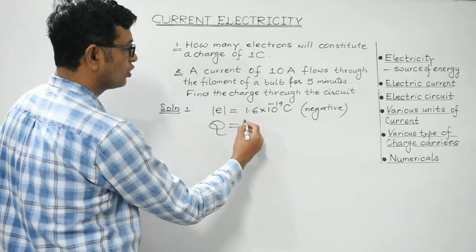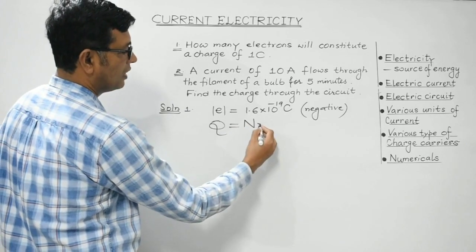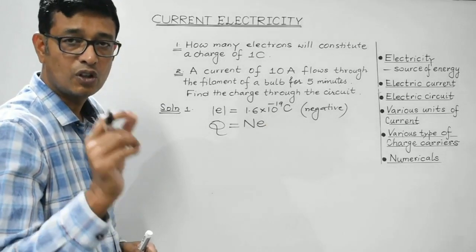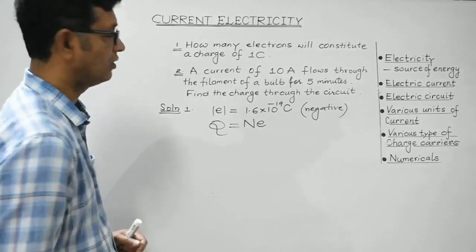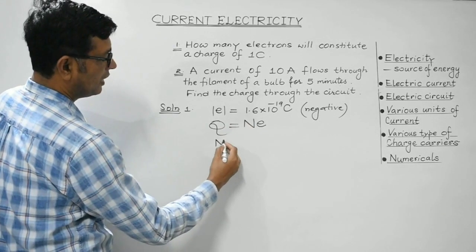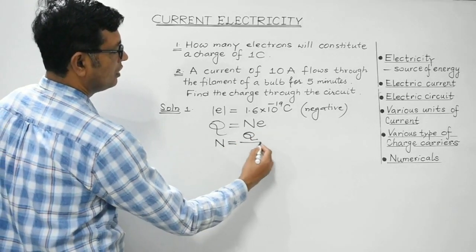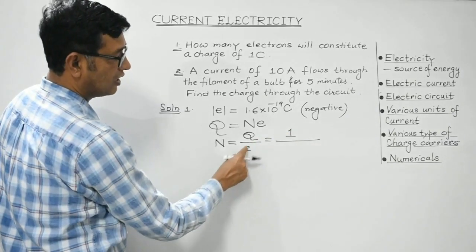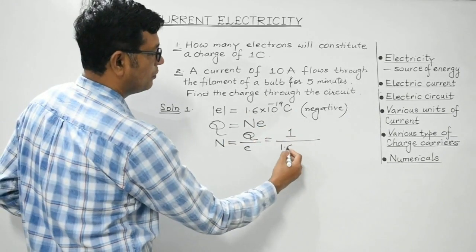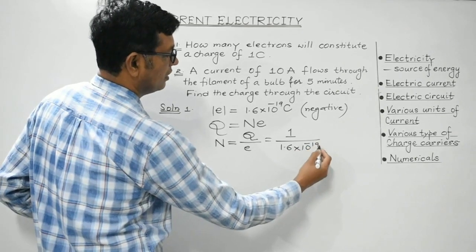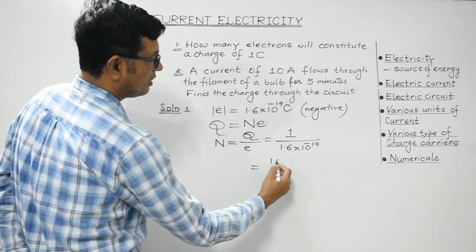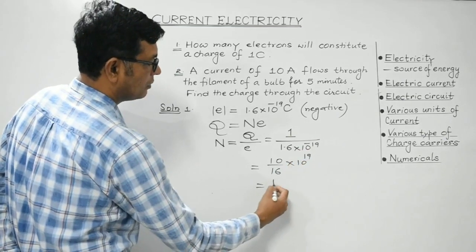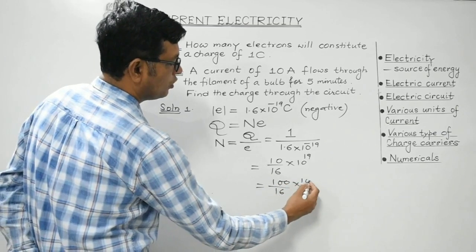So n electrons will constitute a charge of q, that will be given by n times the charge carried by 1 electron. So the number of electrons that will constitute a charge of 1 coulomb would be q by e. The net charge is 1 coulomb and the charge carried by each electron is 1.6 into 10 raised to minus 19. So we can easily solve it. It will be 10 by 16 into 10 raised to 19, so it can be written as 100 by 16 into 10 raised to 18.